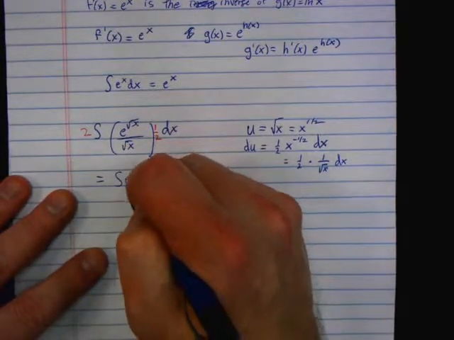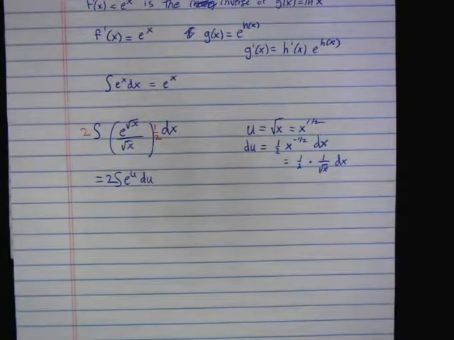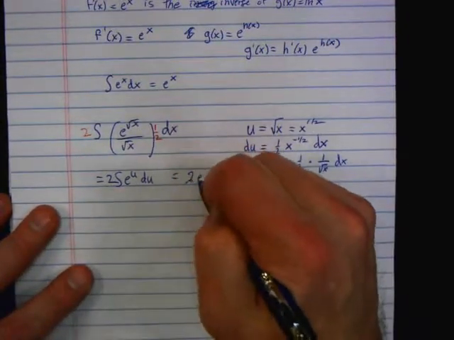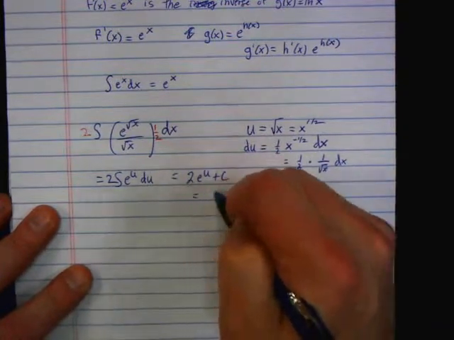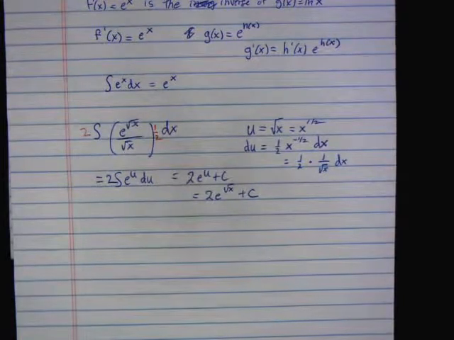Integral of e to the u du with that 2 out front. What's the integral of e to the u? E to the u. 2e to the u plus c. Final answer, 2e to the square root of x plus c. Questions on that one?